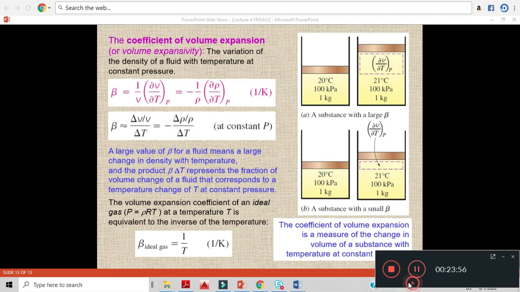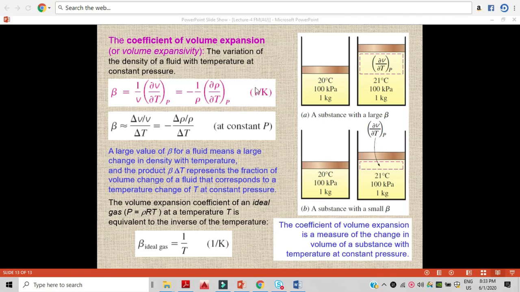Okay, here the volumetric expansion beta: a large value of beta for a fluid means a large change in density with temperature, and the product of beta delta T represents the fraction of volume change of a fluid that corresponds to the temperature change of T at constant pressure.